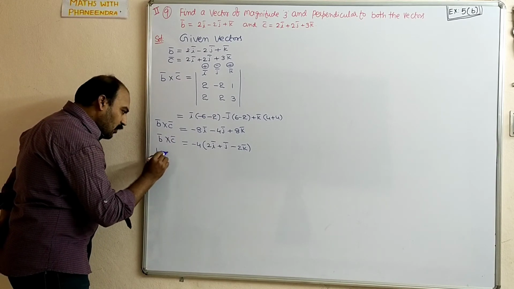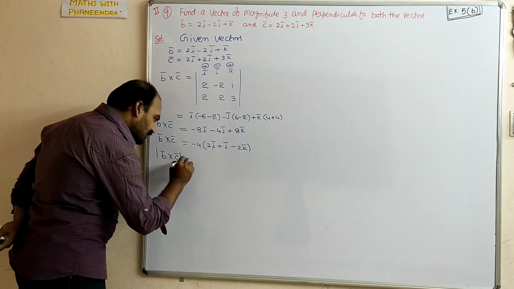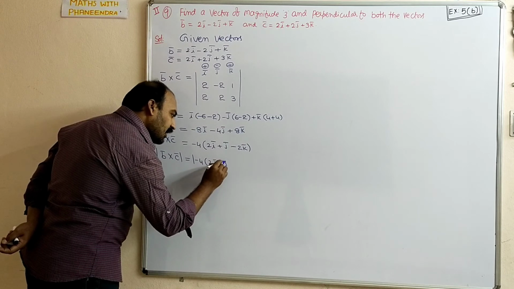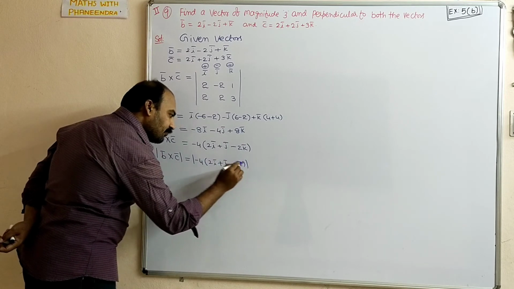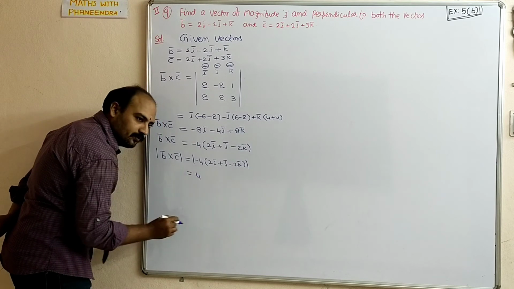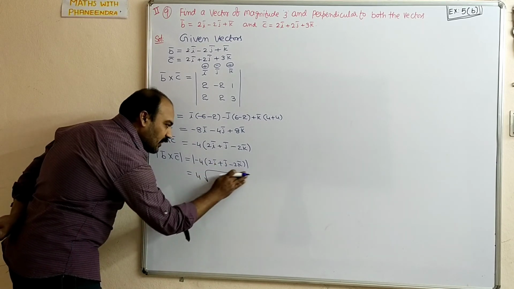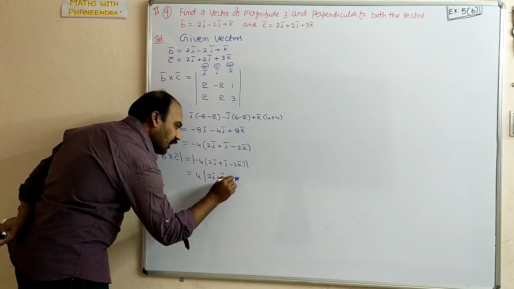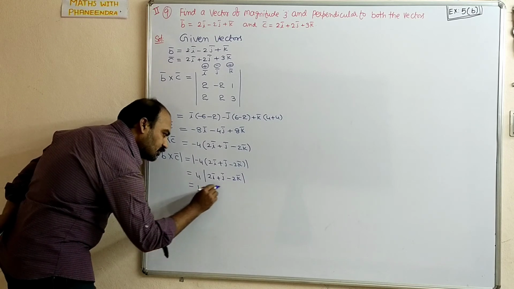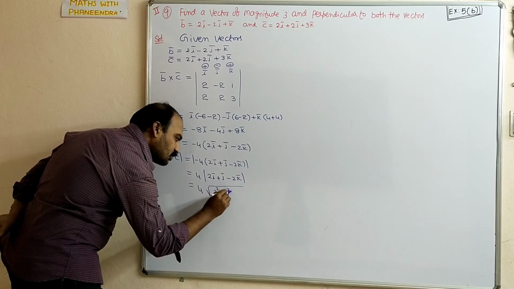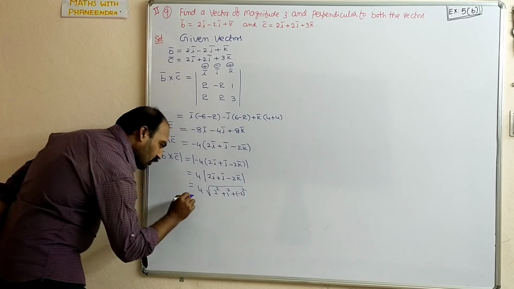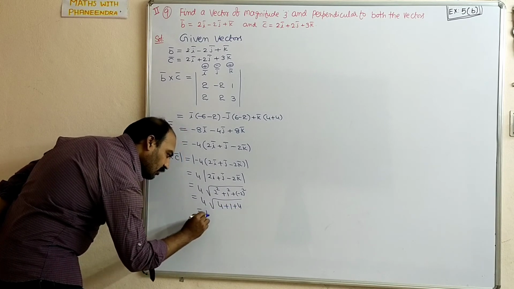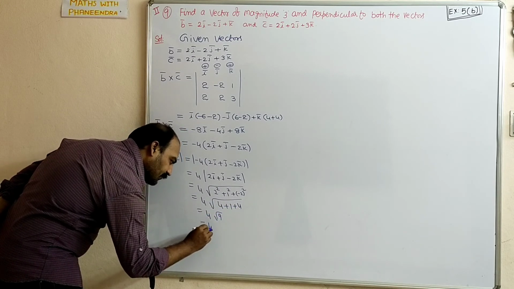Magnitude of b bar cross c bar, which is equal to mod of minus 4 into 2i plus j minus 2k. So within modulus, minus 4 becomes plus 4, and the magnitude of 2i plus j minus 2k. Which is equal to 4 into square root of 2 square plus 1 square plus minus 2 whole square. So 4 times root of 4 plus 1 plus 4, root 9, 4 into root 9 which is equal to 3.